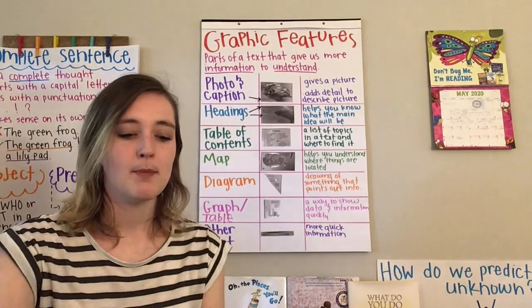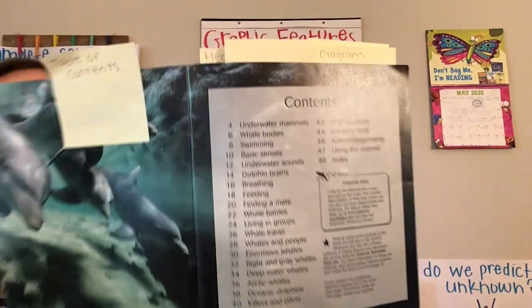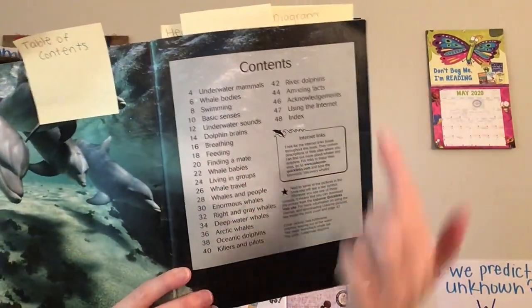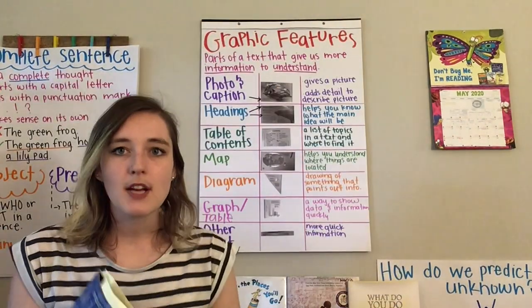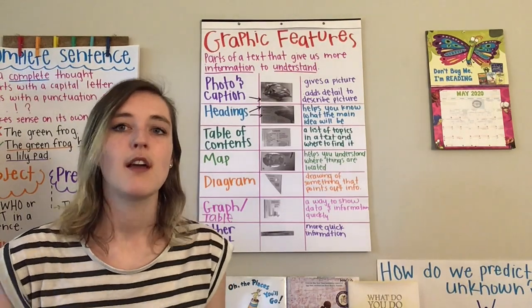Second one is called the table of contents. The table of contents is usually at the beginning, and what it has is all the information that you're going to be reading about for whales and dolphins, and then it usually has a page number. So it's a list of topics in a text and also where you can find them with the page numbers.